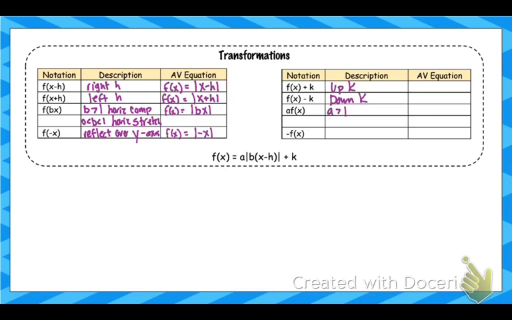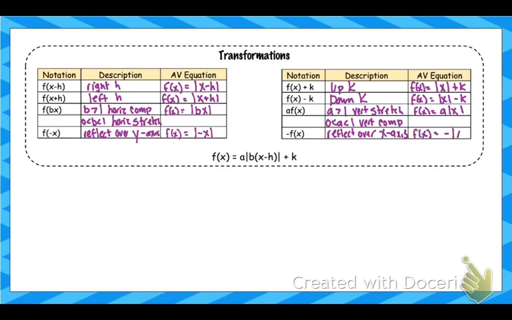If a is greater than 1, that's a vertical stretch. If a is in between 0 and 1, that's a vertical compression. Negative on the outside, that will reflect over the x-axis. So what these are going to look like on absolute value, again, it's going to happen outside of that function. So the absolute value of x plus k would be up, minus k would be down. If that number is multiplied on the outside, it is a vertical stretch or compression.